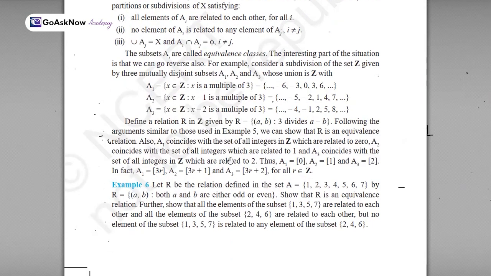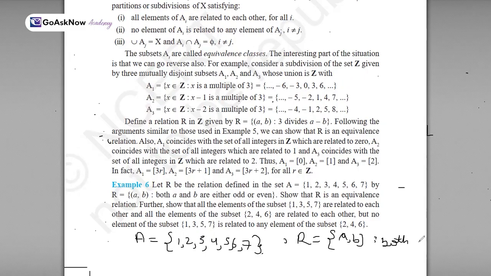So if I have the set A, which is given here: 1, 2, 3, 4, 5, 6, 7. Okay. If R is a relation on this set A, where (a, b), both a and b are either odd or even. So R is the relation given on this set A, where (a, b), both a and b are either odd or even.